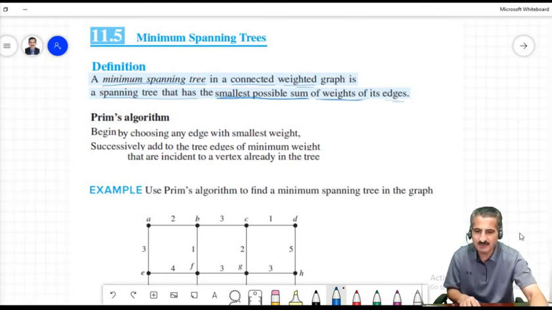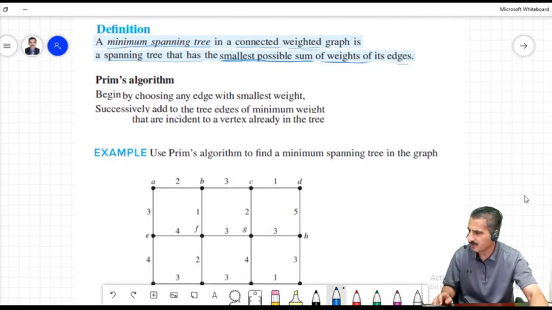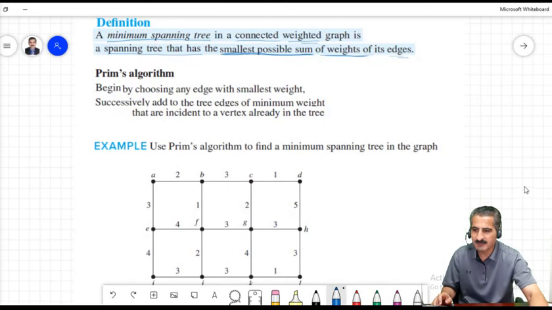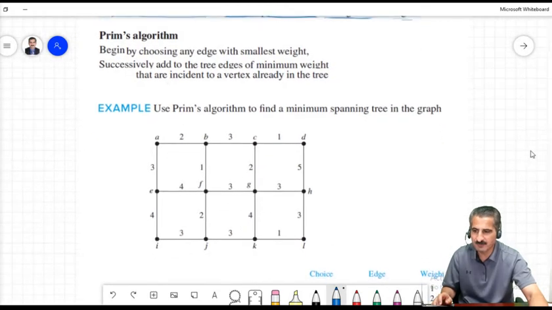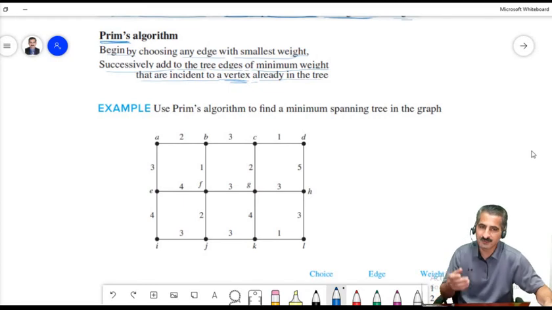So how do we obtain the minimum spanning trees? We do so by following one of two algorithms. The first algorithm is called Prim's Algorithm. What does it do? Begin by choosing any edge with the smallest weight. Successively add to the tree edges of minimum weight that are incident to a vertex already in the tree. You are constructing a tree.